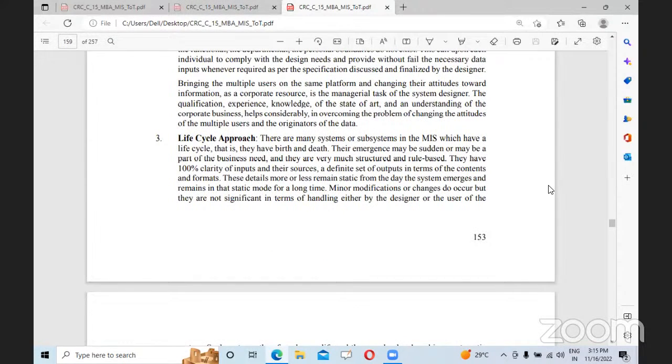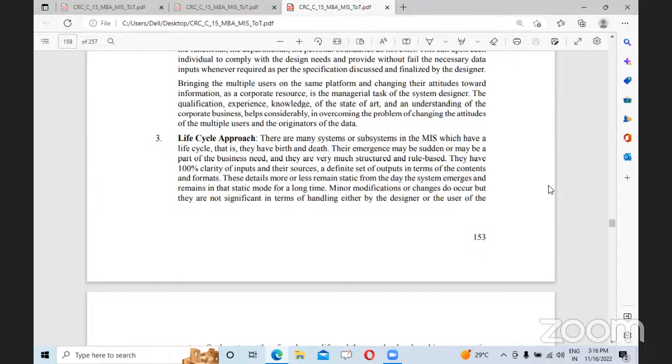Bringing the multiple users on the same platform and changing their attitudes towards information as a corporate resource is part of the managerial task of the system designer. The qualification, experience, knowledge of the state of the art, and an understanding of the corporate business help considerably in overcoming the problem of changing the attitudes of the multiple users and the originators of the data.